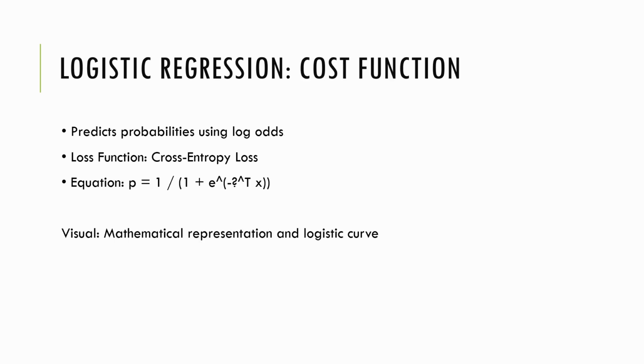Logistic regression works by calculating the log odds of a certain event and transforming it into a probability. The logistic function or sigmoid function outputs values between 0 and 1. The model's cost function is cross entropy loss, which measures how well the predicted probabilities match the actual class labels.